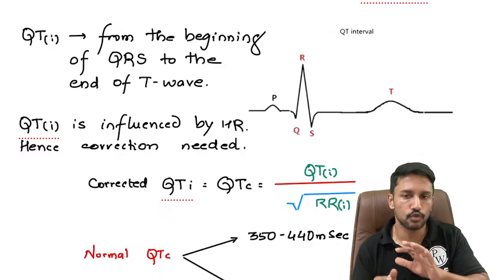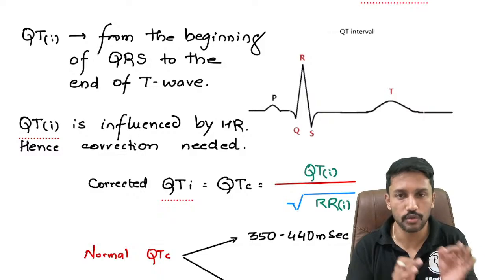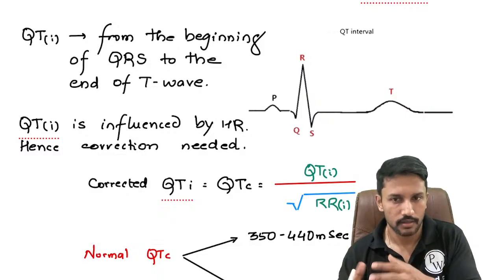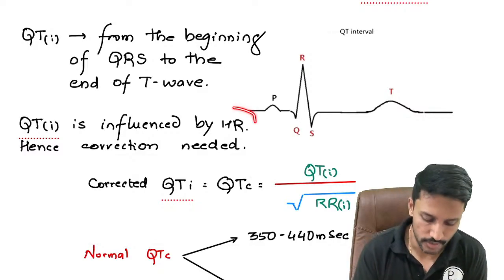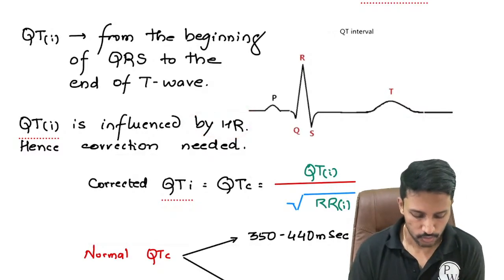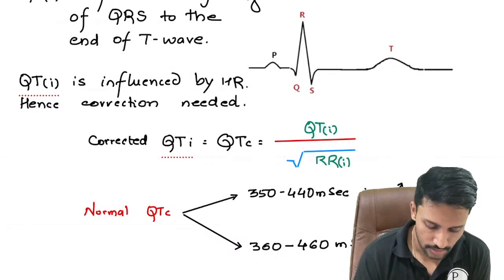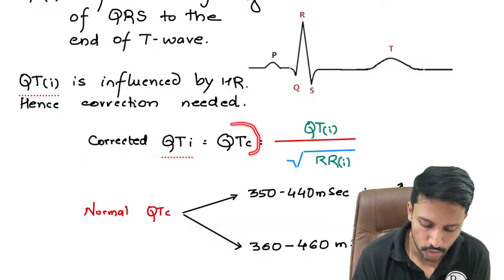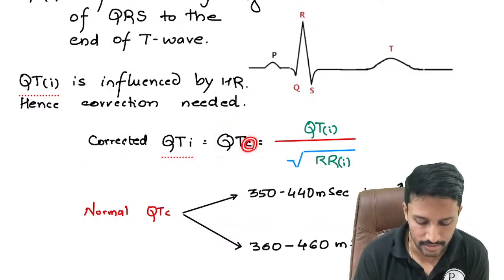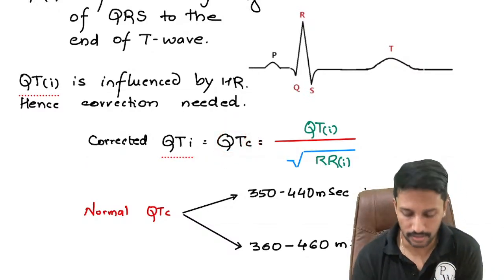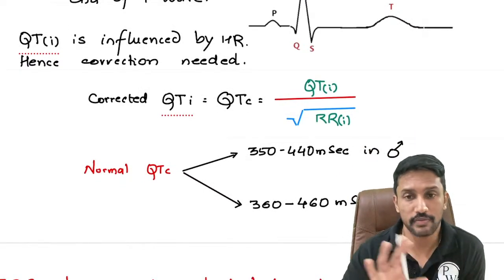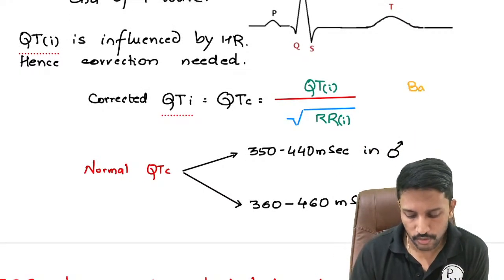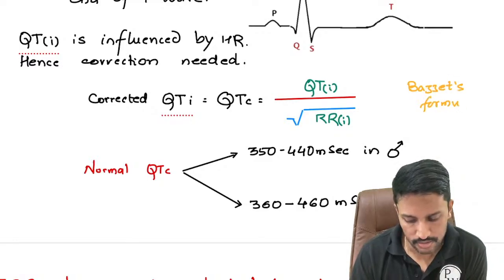So whether there is true QT prolongation or true QT shortening, for that assessment, we need to correct the QT interval for the variation in the heart rate. So that's why we need to be aware of a formula called corrected QT interval, which is also called as QTC. QTC stands for corrected QT interval. Now, how do I measure it? There are so many formulas. Don't get confused between several formulas available on the internet. Most commonly, the one that we follow is Bazett's formula. So I'm giving you the same formula here.